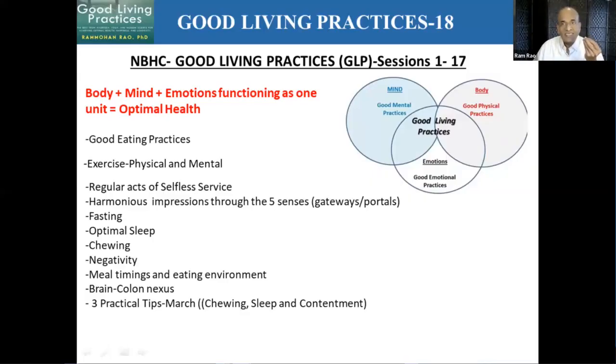All right. So let me recapitulate what we discussed so far, and then we'll focus on today's topic. So let me start sharing the slides here. In the past 16 sessions, we discussed several aspects of good living practices, including good eating practices, good physical practices, good mental practices, and good emotional practices. And in the last two sessions, 16th and 17th, I provided 3 tips for all of us to incorporate and practice for about 30 days, for about a month.